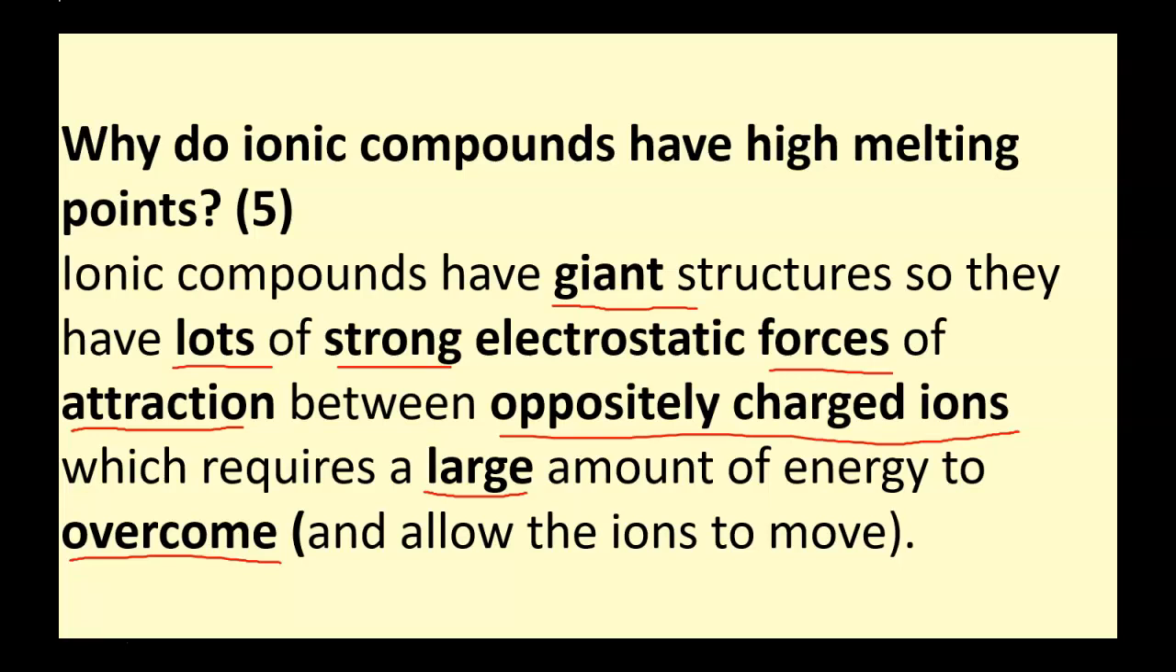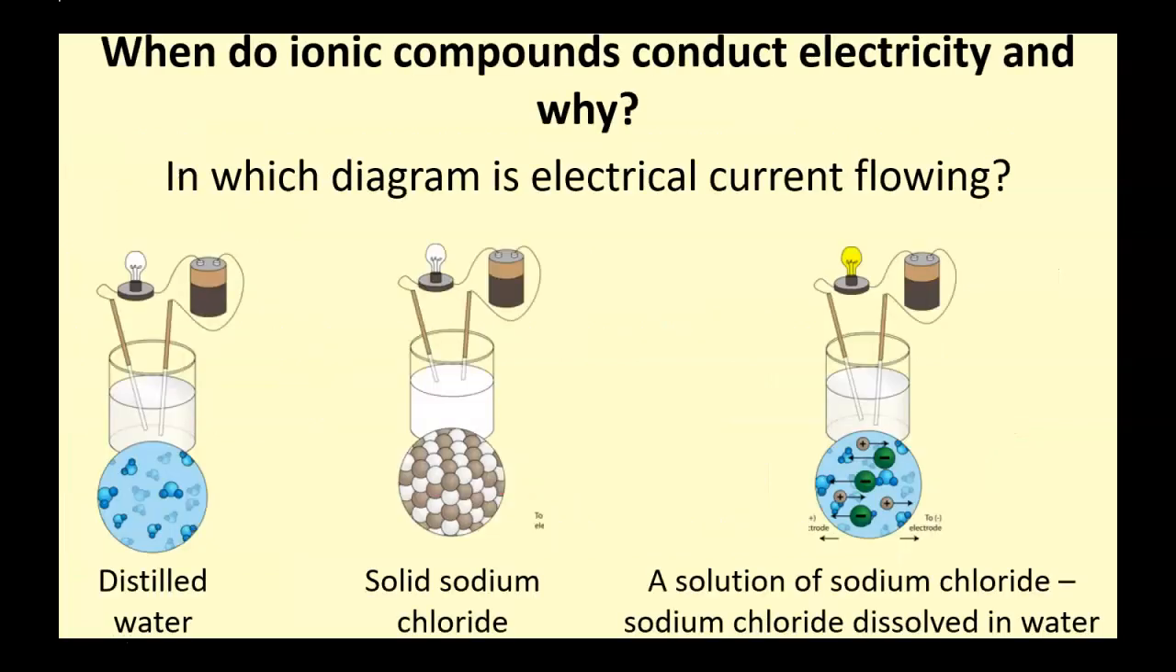When do ionic compounds conduct electricity, and also why? If we look at the three diagrams, we've got three possibilities to start us thinking. One is a circuit with distilled water. One is a circuit with solid sodium chloride. And the third circuit is one with sodium chloride dissolved in water, thus making a solution.